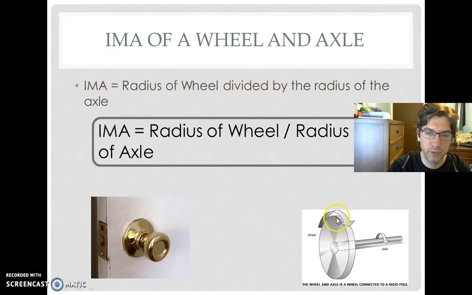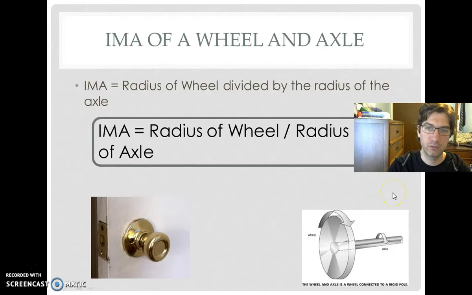We have this larger wheel here versus this small axle. You'll see that they're both kind of connected at the center. And as I turn the wheel from the outside of the wheel, my hand is going over the large distance, and therefore I don't have to exert a lot of force to get my work. And over here, the distance is shorter, but therefore a larger amount of force I need.